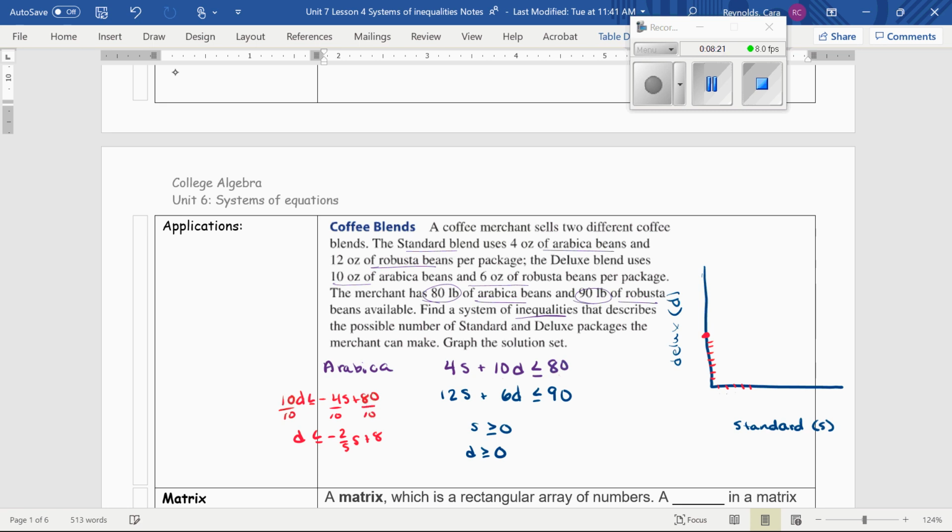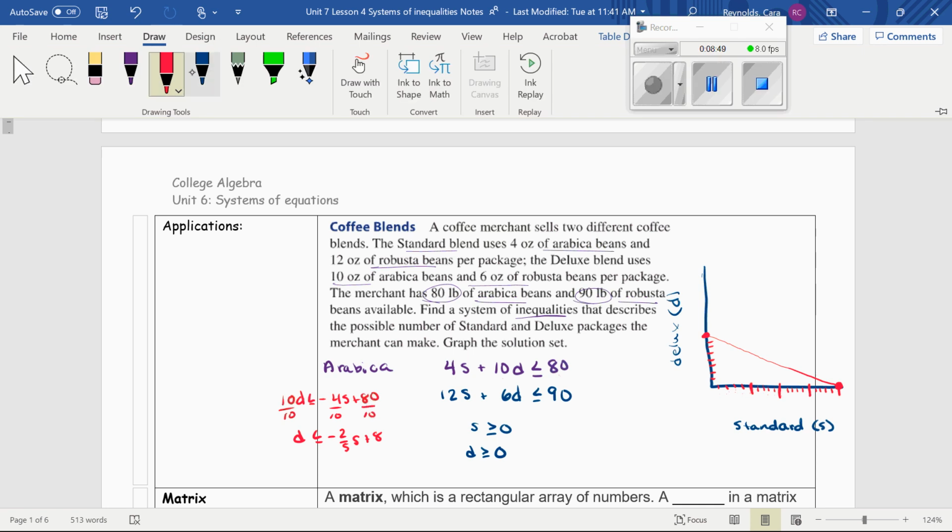So there's 1, 2, 3, 4, 5, 6, 7, 8, 9, 10. Sorry, I'm just kind of marking every 5 there. So I have that, so I can connect these. This is a solid line because it can be less than or equal to, and I will shade below, but I always wait to shade in these types of problems until I have all of my lines on there.